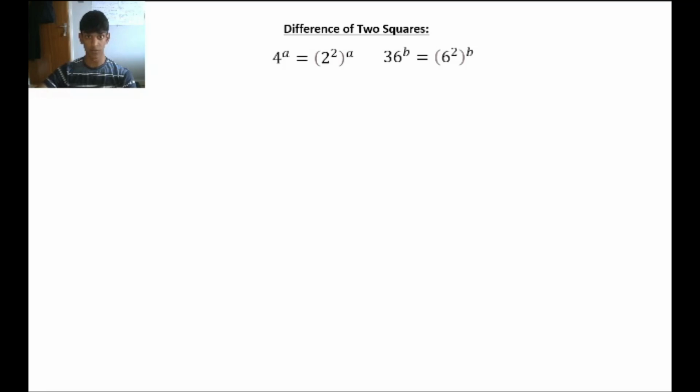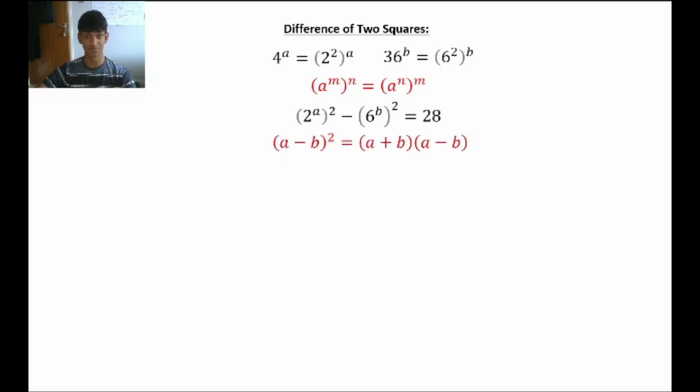So we know that 4 to the power of a is 2 squared to the power of a, whilst 36 to the power of b is 6 squared to the power of b. And so using this commutativity of indices law, we know that a to the power of m to the power of n is also equal to a to the power of n to the power of m. And so we can rewrite what we had before on the starter screen as 2 to the power of a all squared take away 6 to the power of b all squared is equal to 28.